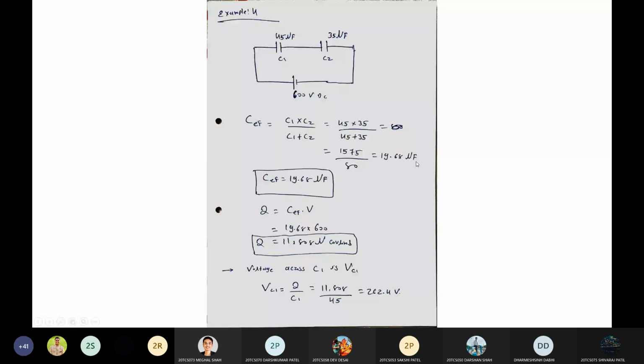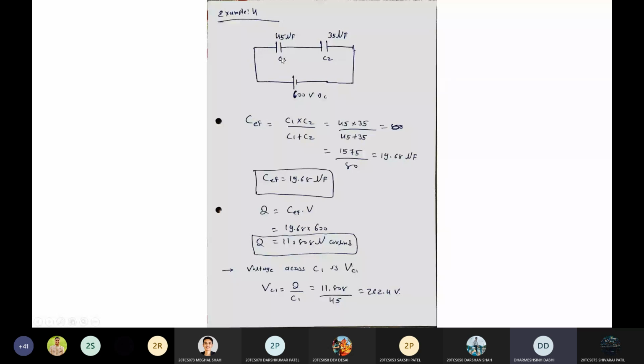Now, as you know, the charge equation is Q equals C into V. C equivalent here we get 19.68 microfarad, and the supply voltage is given as 600 volt. So the charge flowing into this circuit is equal to what? 11,808 microcoulomb. I am getting 11,812.2 because I have taken 19.68. If there is a variation in one or two points, then there is no problem. Yes, it is the right answer: 11,808 microcoulomb.